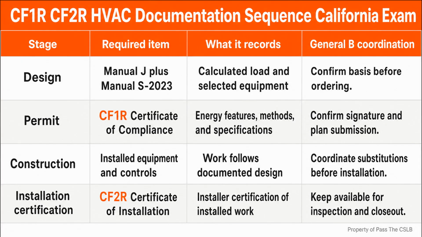Before permit and inspection milestones, I confirm that the CF1R and CF2R responsibilities are assigned, signed by the proper people, and available at the required stage. Before closeout, I treat substitutions, control changes, comfort complaints, and rapid cycling as reasons to compare the installed system against the design record, rather than as reasons to improvise.